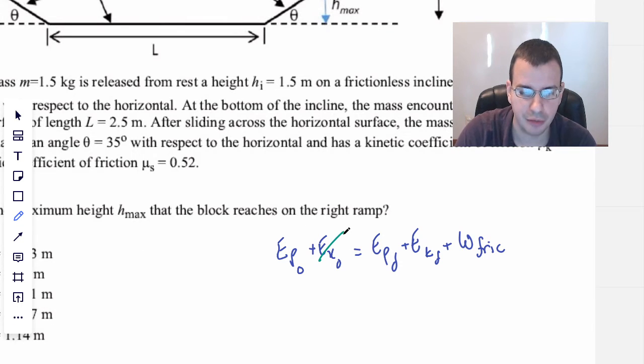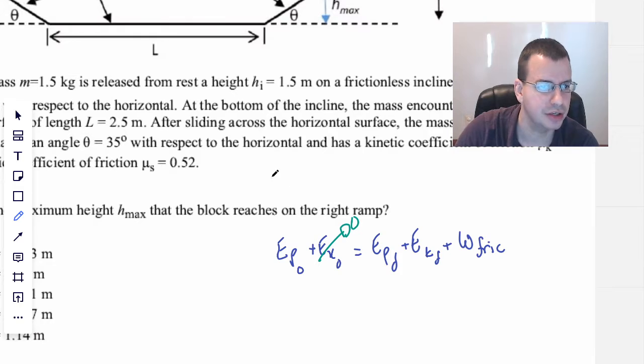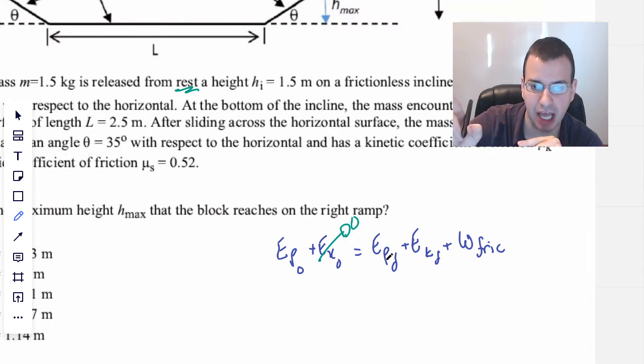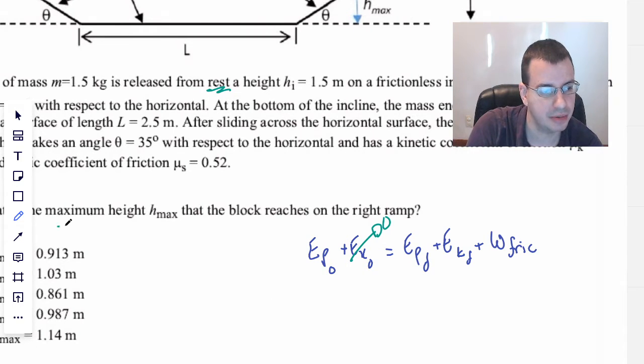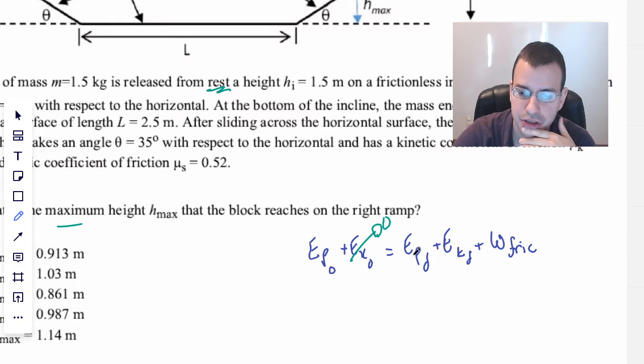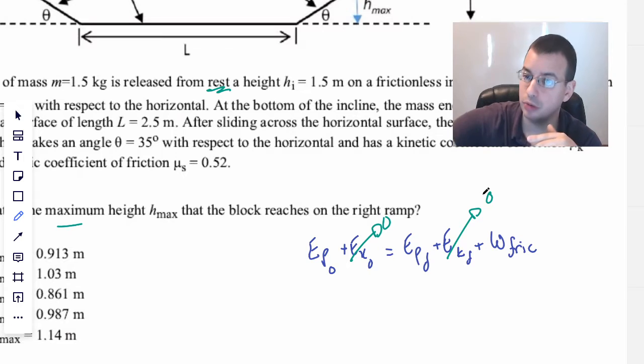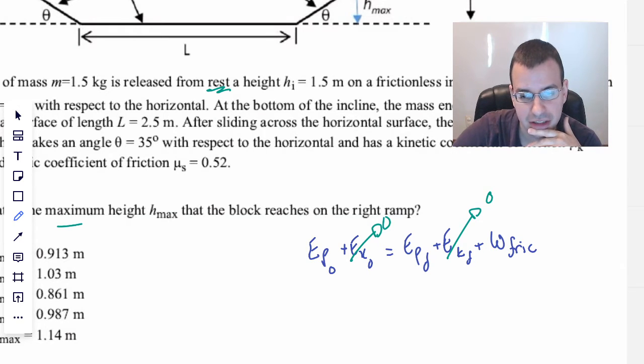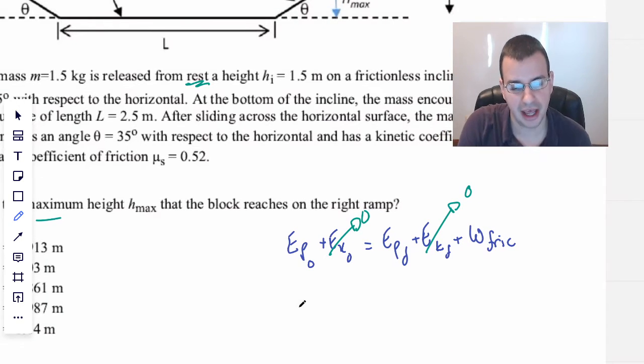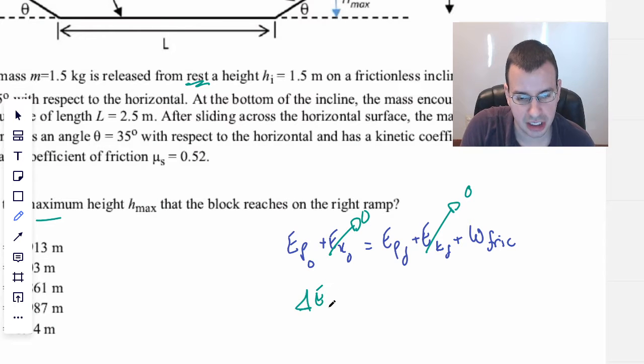So we start off at rest, so the initial kinetic energy is 0. And it's going to come to a stop before it comes back down. So what's the maximum height? Maximum height will be when it stops and comes back down. So at that point, the kinetic energy will be 0. And so what we're going to have then is a change in potential energy. So this one minus that one will equal work due to friction.